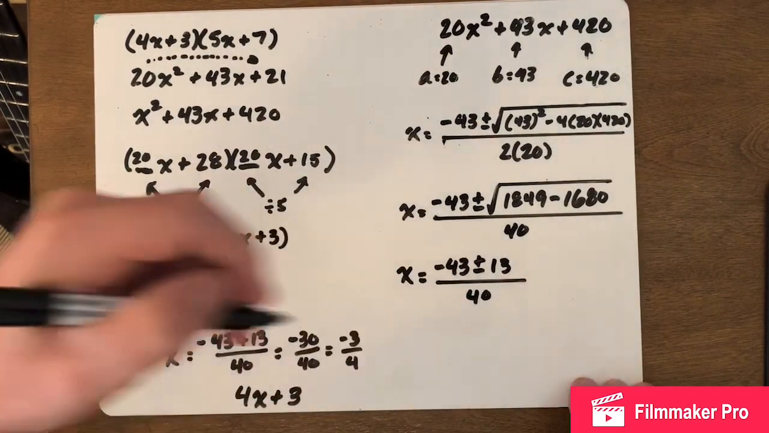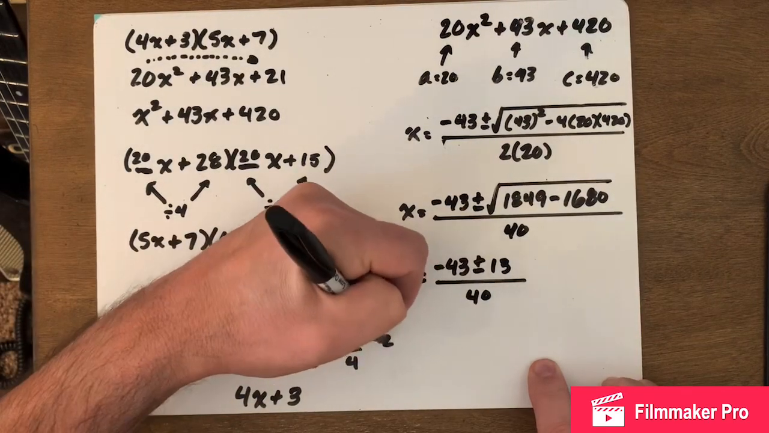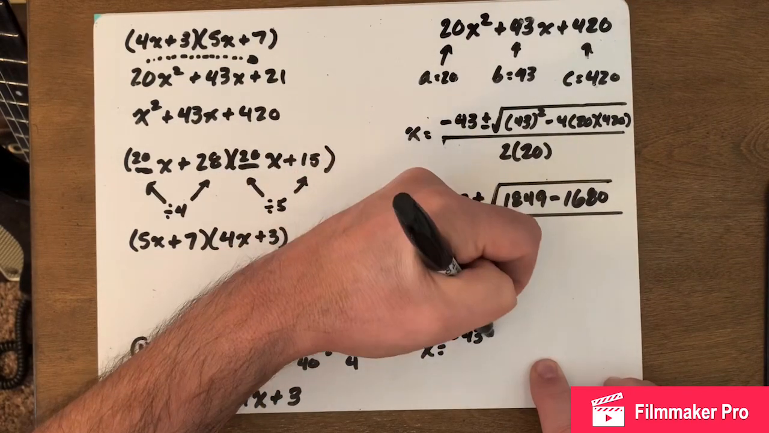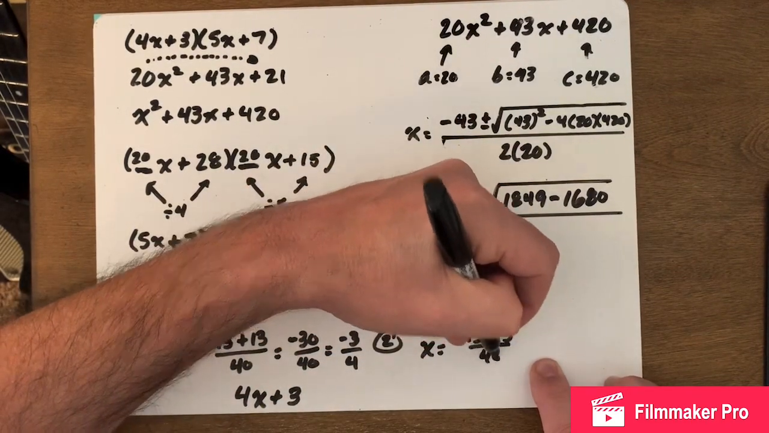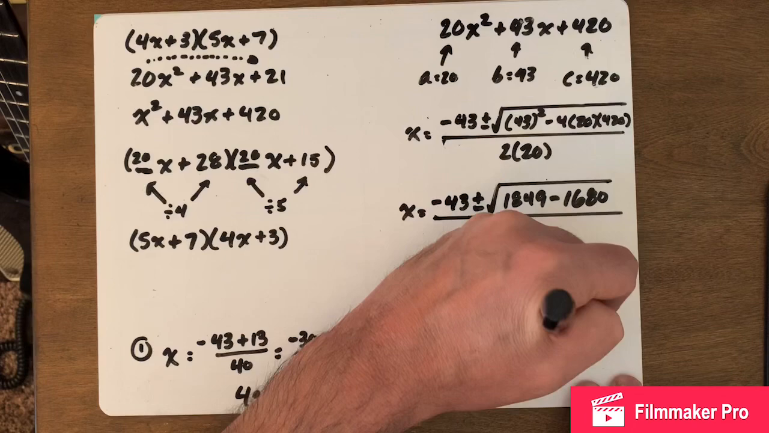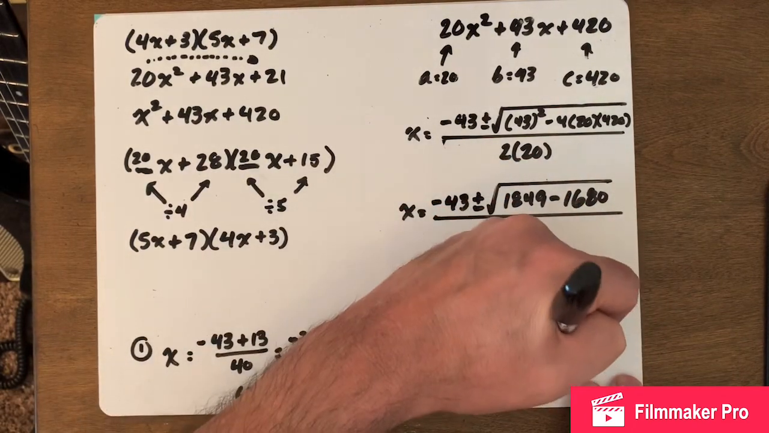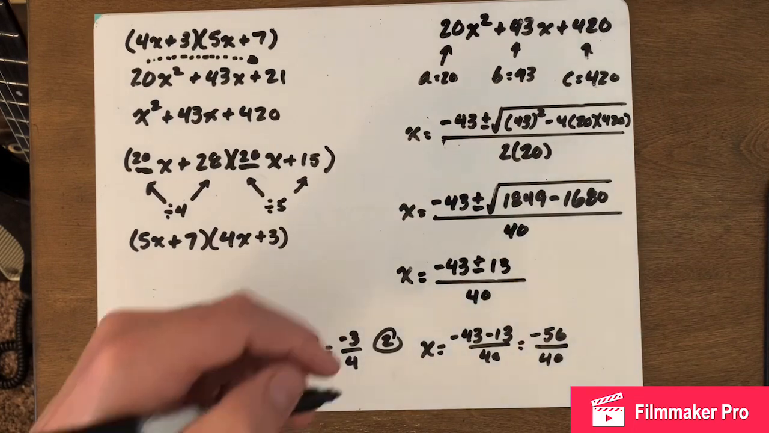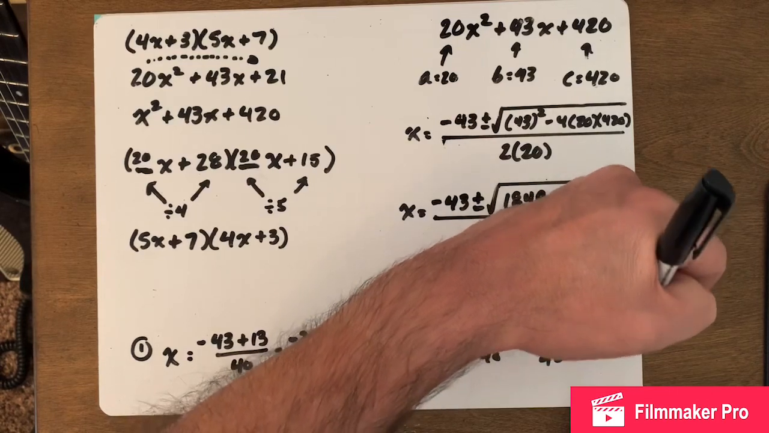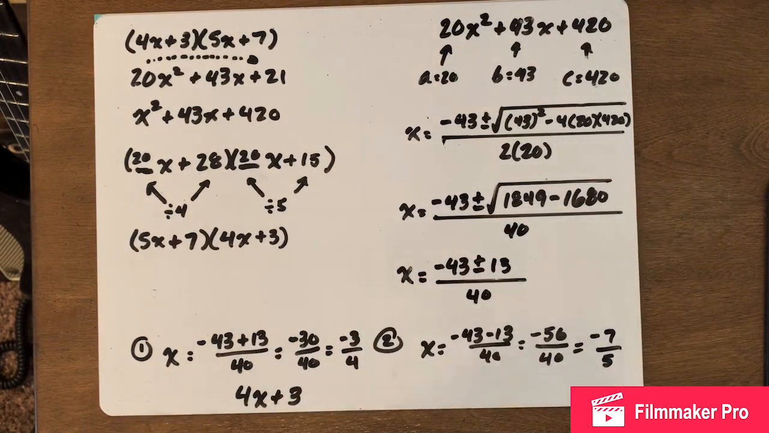Okay, the second one, I should really number these. The second one, x is equal to negative 43 minus 13 over 40. Negative 43 minus 13 is negative 56. And this is why you have to know how to simplify fractions. All right. Negative 56 over 40. 8 goes into 56 7 times. 8 goes into 40 5 times. So we're going to get negative 7/5. All right. So this factor is going to be 5x plus 7.